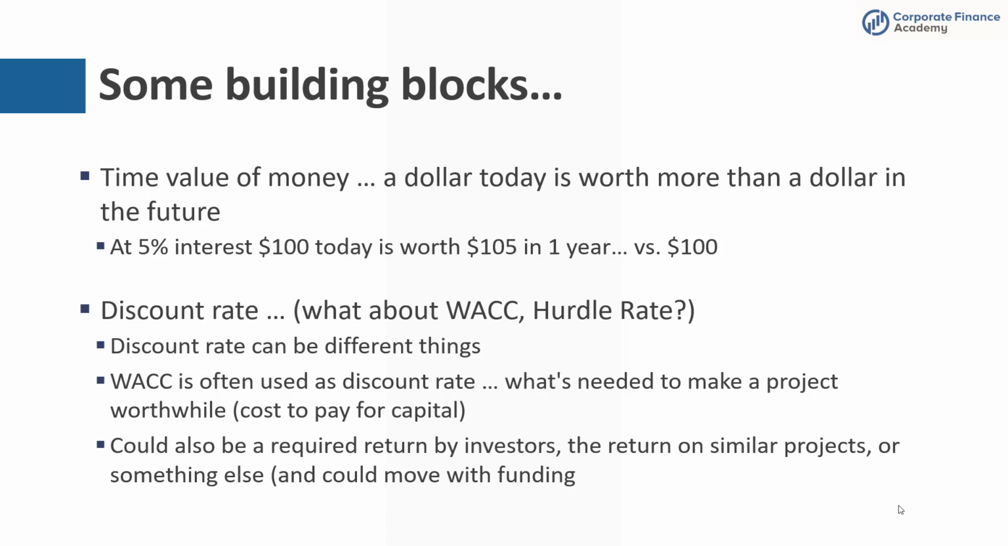The next thing is your discount rate. You often hear things like WACC and hurdle rate. So discount rate can be different things. WACC, or weighted average cost of capital, is often used as a company's discount rate. And really it's what's needed to make a project worthwhile. The cost to pay for capital is what weighted average cost of capital is. So what does it cost you to get that capital? But it could also be something like a required return by investors. It could be the return you typically see on a project or something else.